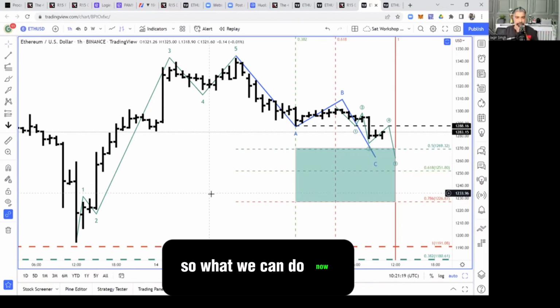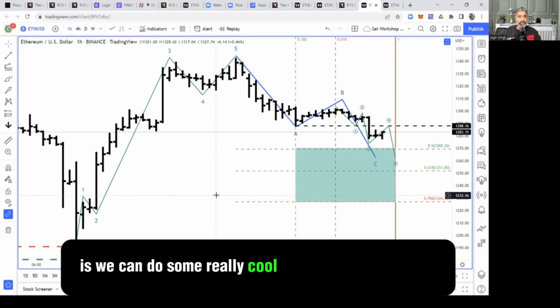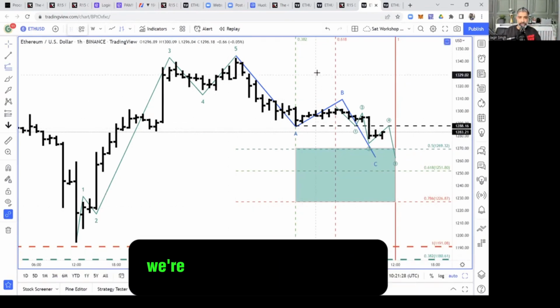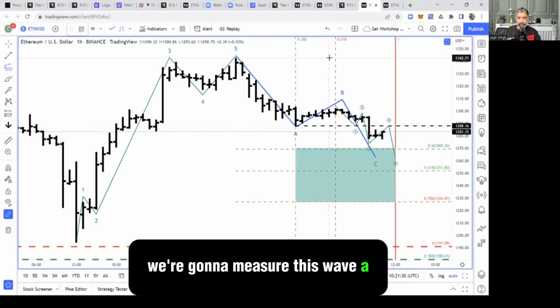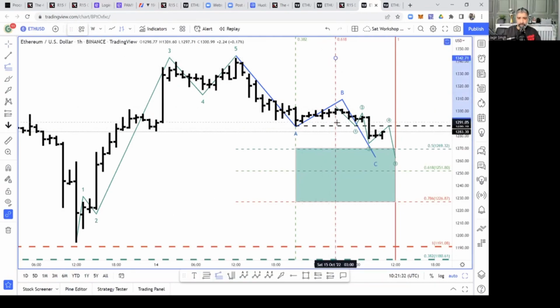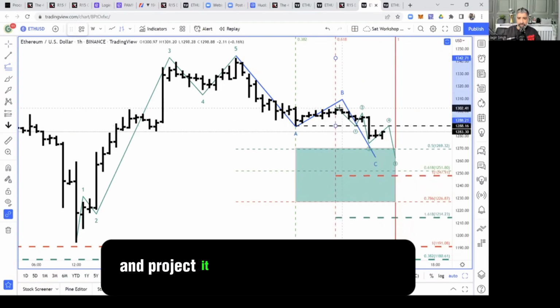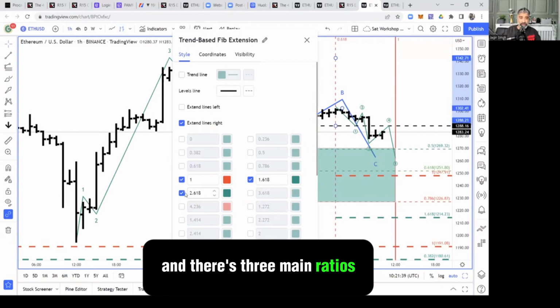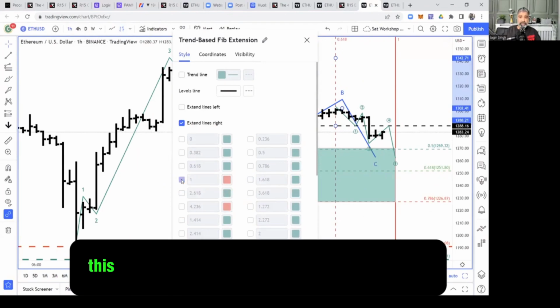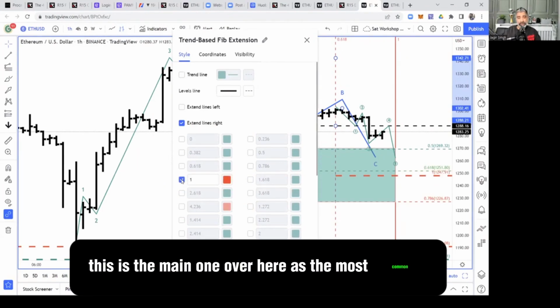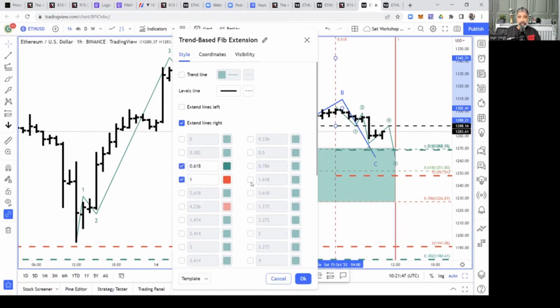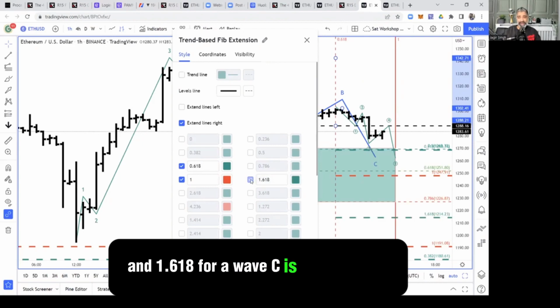So what we can do now is we can do some really cool things in terms of price. This is really now going into the detail on how to identify bottoms. We're going to measure this wave A, the high to the low, and project it from this potential wave B. And there's 3 main ratios. The 100% is the main one. This is the main one over here. That's the most common, most typical. 62% is the minimum, and 1.618 for a wave C is the maximum.